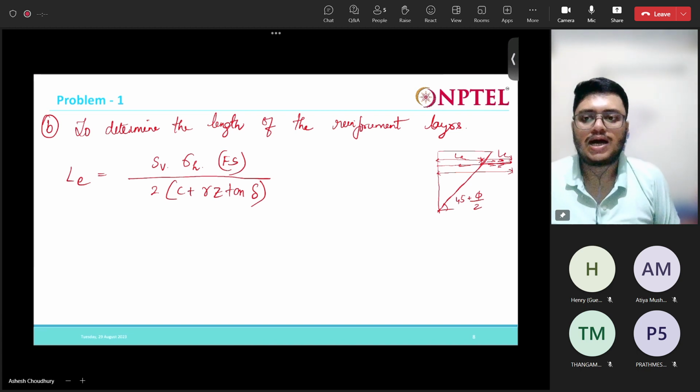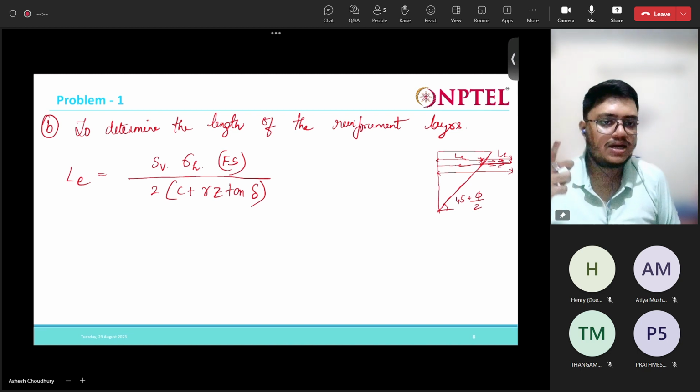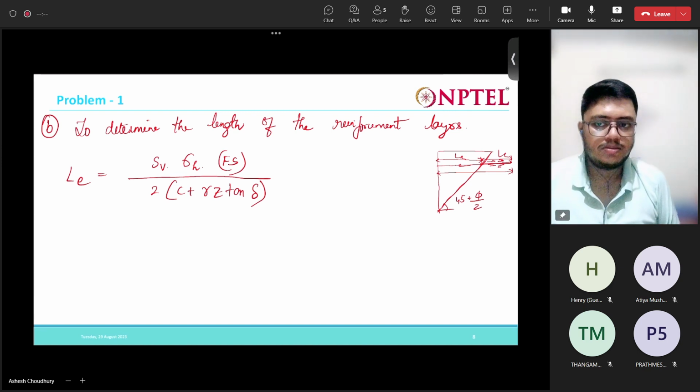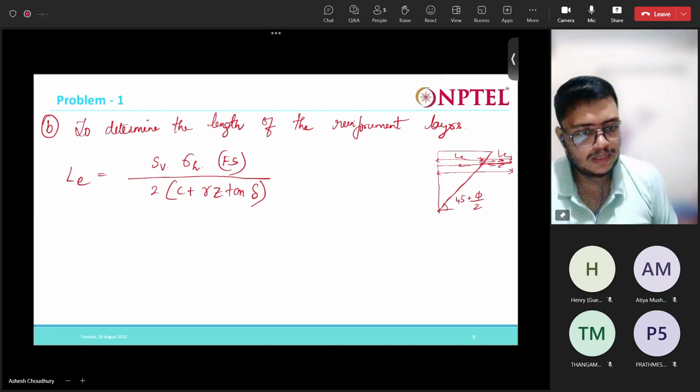So first, what we did, we determined the spacing using the tensile rupture criteria, where the load coming, this same load SV into sigma H, should be less than the tensile strength of the geotextile. Right? Now this load coming should be less than the frictional resistance, or the shear force, or the pull out resistance that is mobilized at the interface of the reinforcement and the soil. Alright.